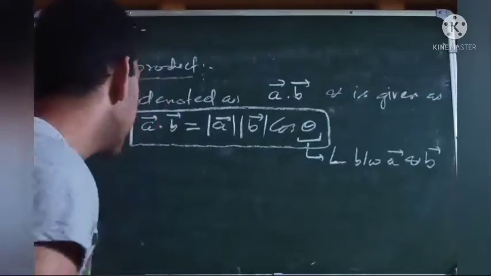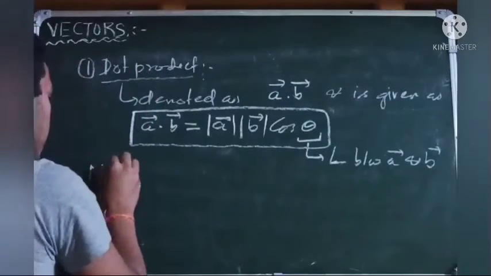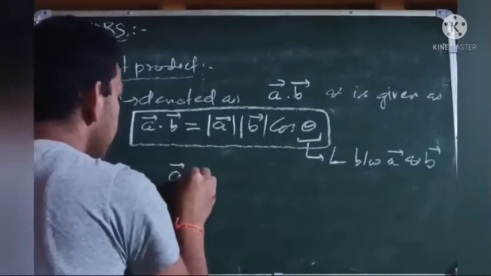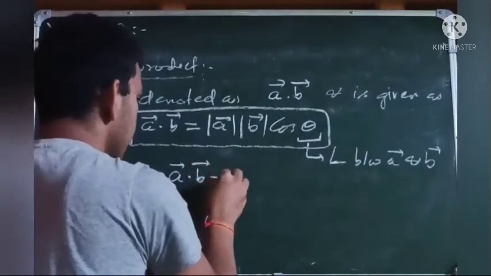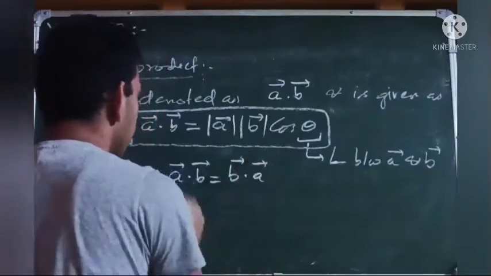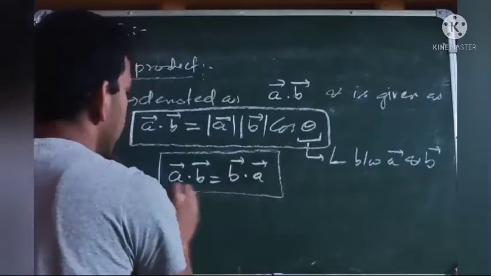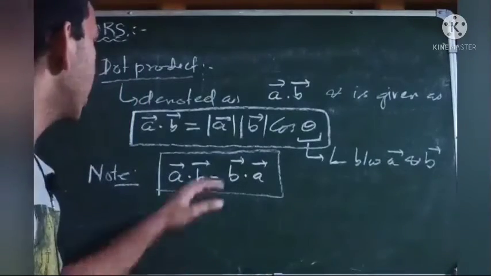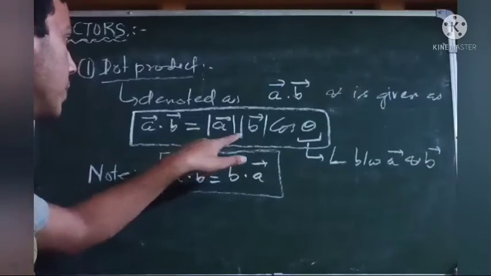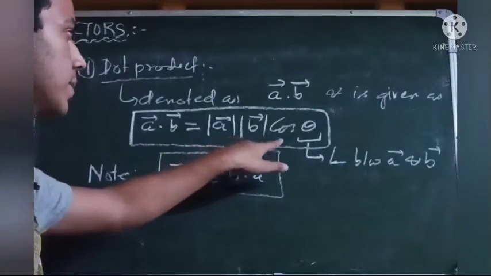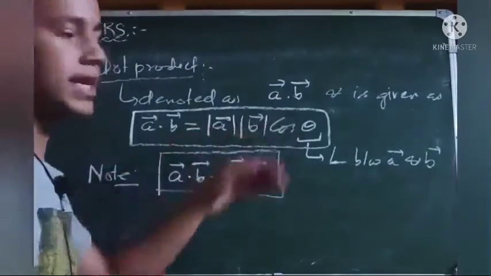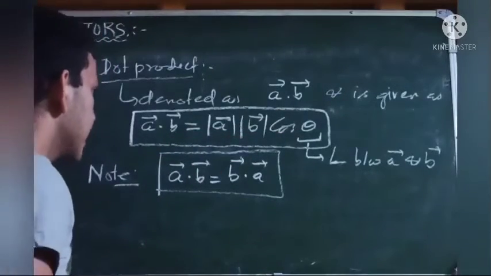We should also note one important note, in case of dot product, a dot b is equal to b dot a. And the answer obtained is always scalar. As you can see, magnitude of a is a scalar number, magnitude of b is also a scalar number, and cos theta is also a scalar number. The product of three scalars is going to be a scalar number.